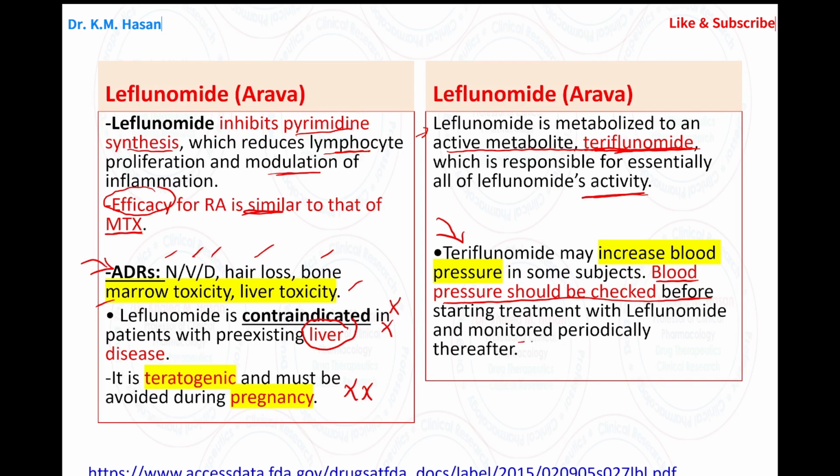We need to monitor this periodically, every 3 months, maybe every 6 months, every visit to the clinic, and we ask the patient to monitor blood pressure on a regular basis. So teriflunomide is involved in increasing blood pressure. We have three main issues to remember here. Leflunomide inhibits pyrimidine, causes bone marrow toxicity, causes liver toxicity, and is teratogenic. Leflunomide has an active metabolite that may increase blood pressure, which requires periodical monitoring of blood pressure for this patient.